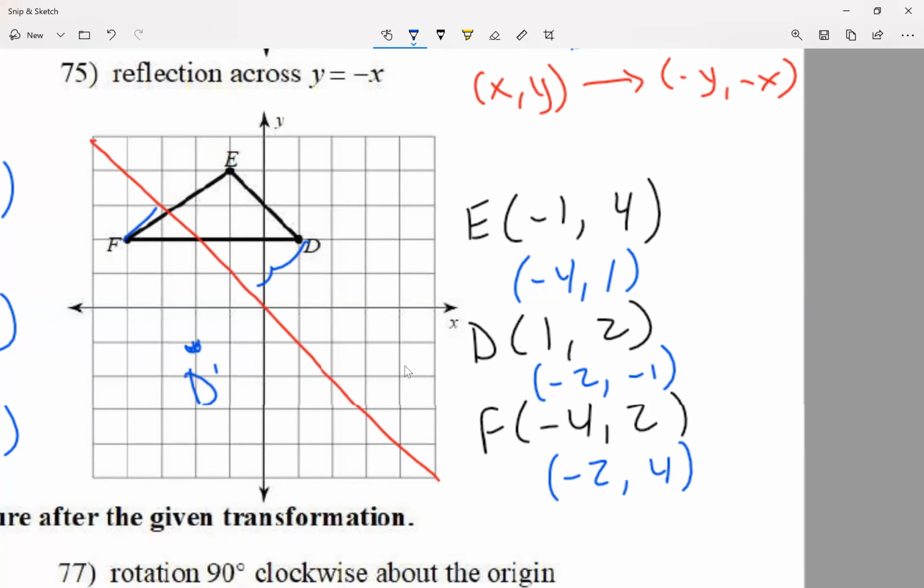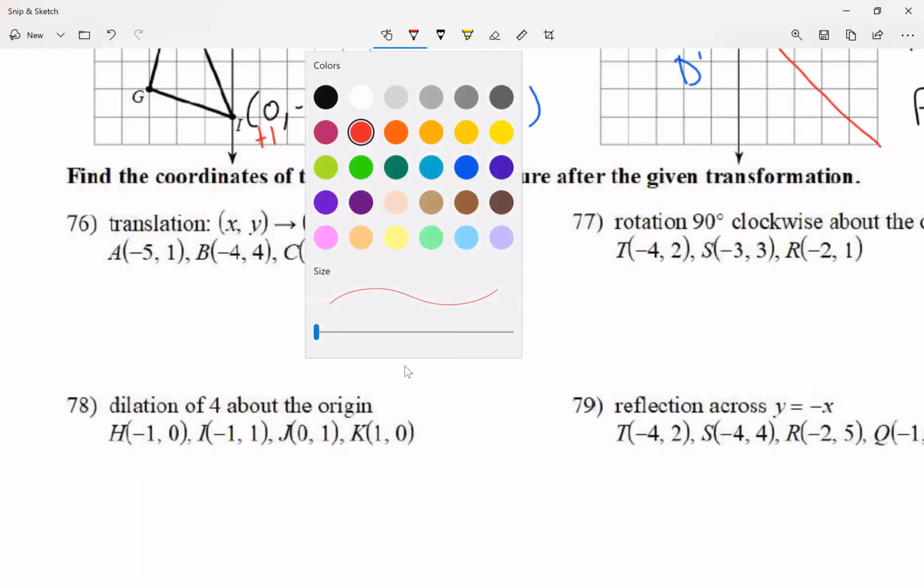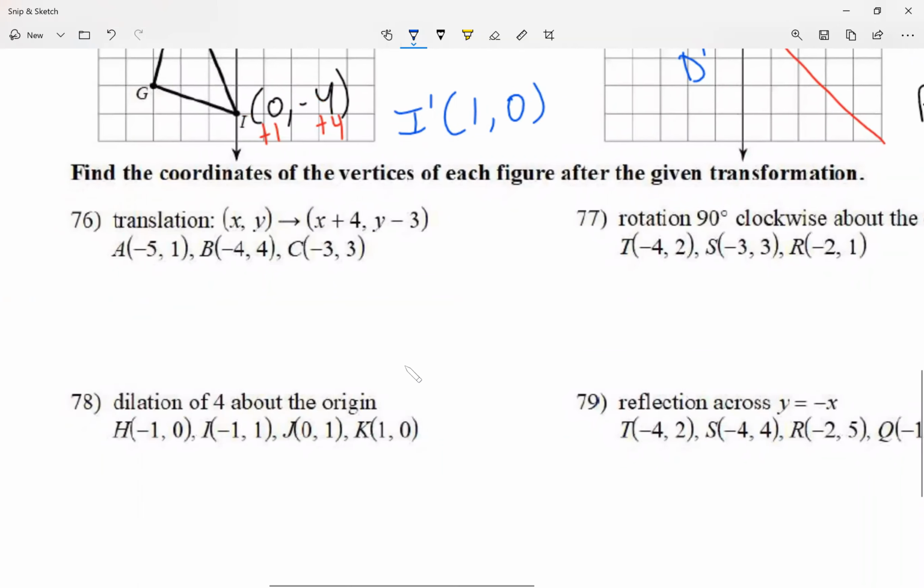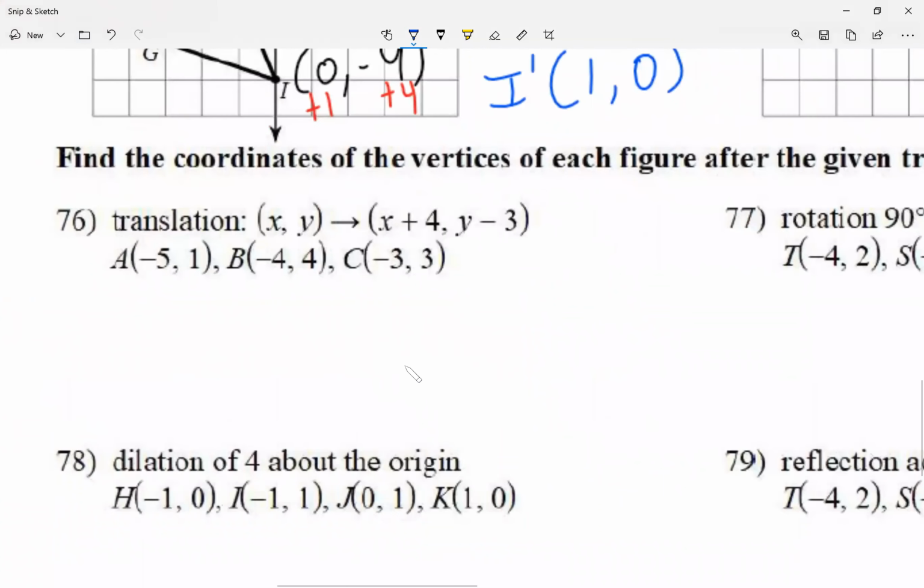Now let's take a look at question 76 through 79. According to our notes, here for translation, all I'm going to do is add 4 to the x, subtract 3 from y. So I'm just going to go for my A prime. Let me call this -1, -2. Notice I just added 4 to the x, -5 plus 4, and subtracted 3 from y. My B prime will become 0, 1, and C prime will become 1, 0.